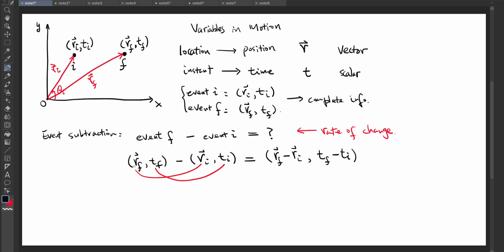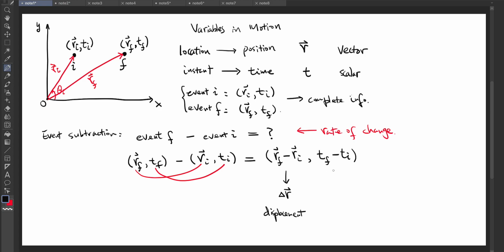We do subtraction for the first part of the composite quantity, and this quantity, the difference between the two positions, is called displacement. We're going to call it delta R. In physics and also in mathematics, whenever we talk about a difference, we use the Greek letter delta. The triangle here represents the difference of the two quantities, and it's called a displacement. Now you see it's also a vector, right? Because I have a subtraction of two vectors, and the result is a vector, as we discussed in the first chapter.